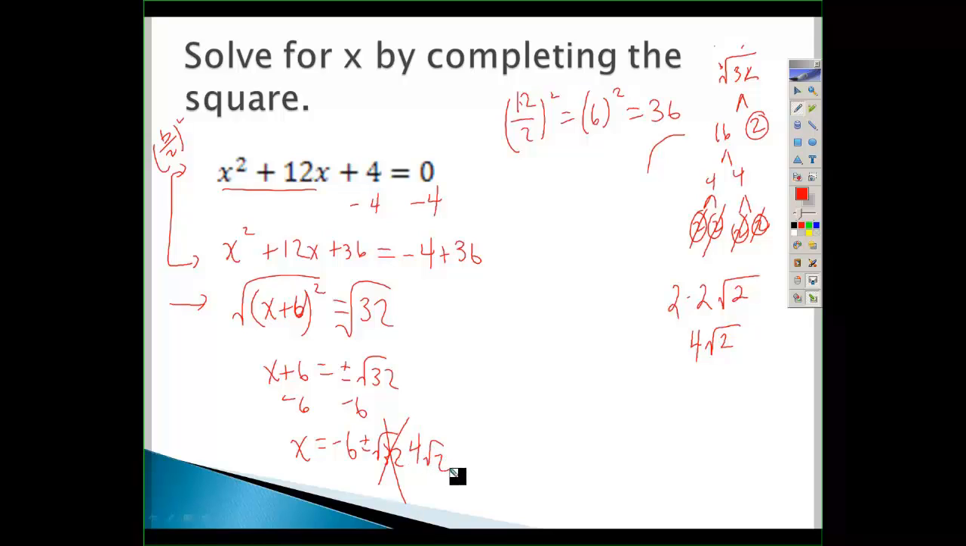Okay, so my two solutions would actually be x equals -6 plus 4 root 2, or x equals -6 minus 4 root 2. Okay, and there's my two solutions. And as you can see, it'd be tricky to factor that and get that right answer. All right, so let's do some more.